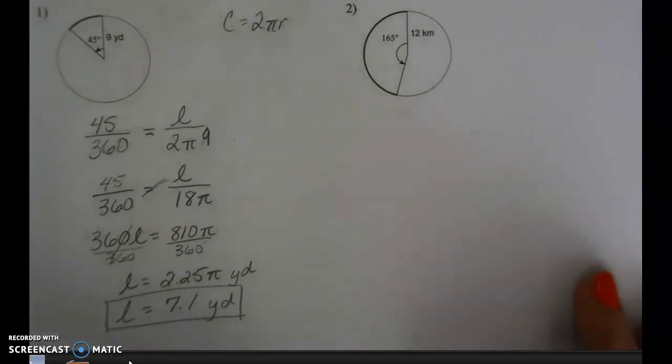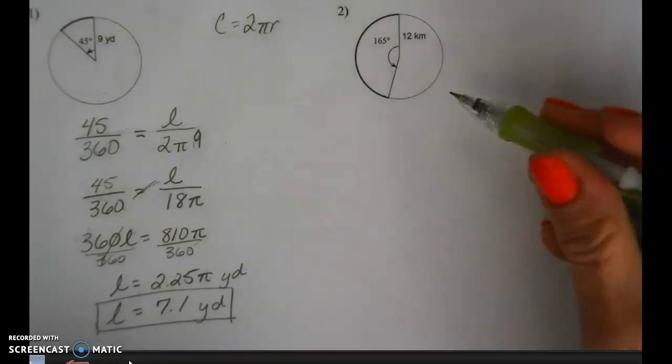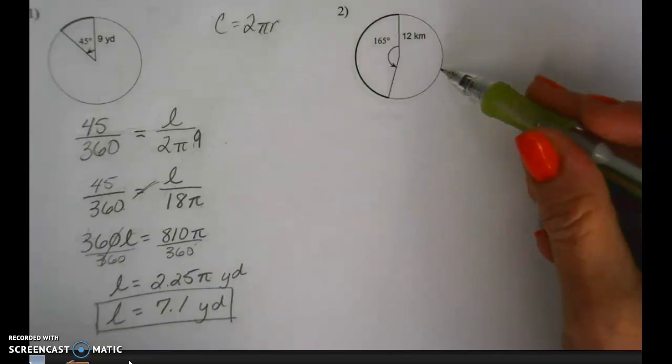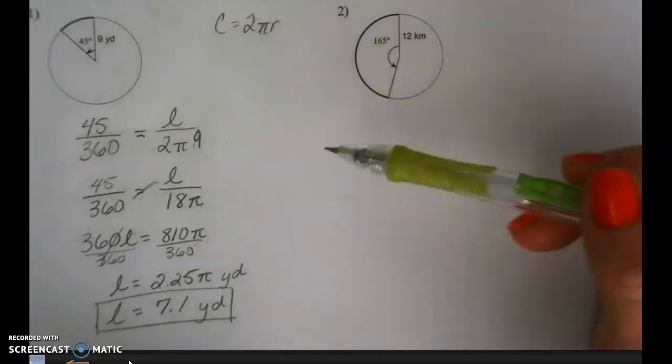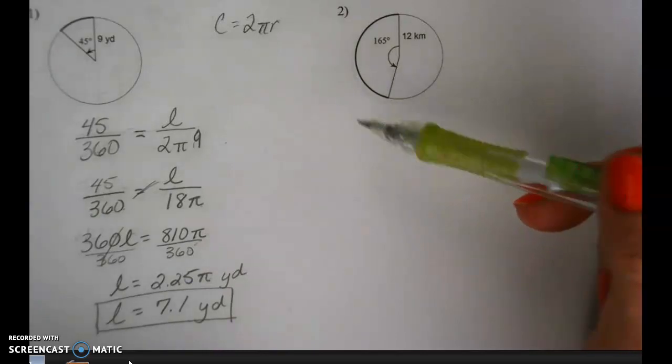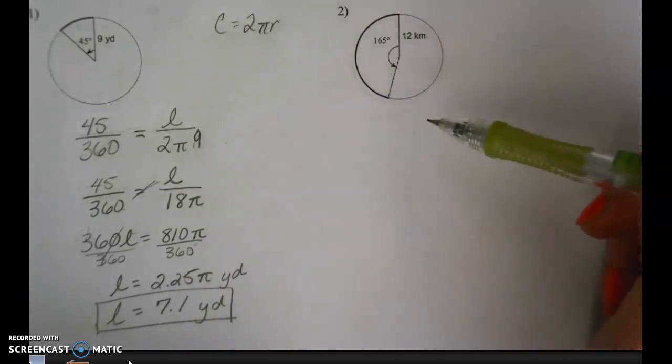This is STEM Algebra 2 mini lesson on arc length, and we're going to go ahead and work example 2 in this video. So I gave you a good rundown on example 1. If you didn't watch that, go back and watch it. So I'm going to do this one quickly.